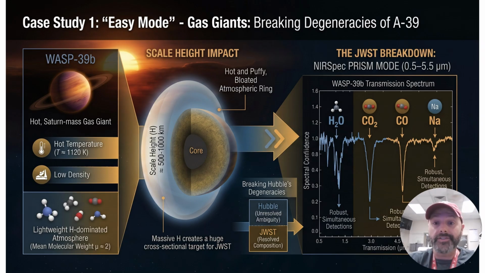James Webb Space Telescope's NIRSpec instrument allowed us to perform simultaneous robust detections of water, carbon dioxide, carbon monoxide, and sodium, and is finally giving us a clear picture of its composition.